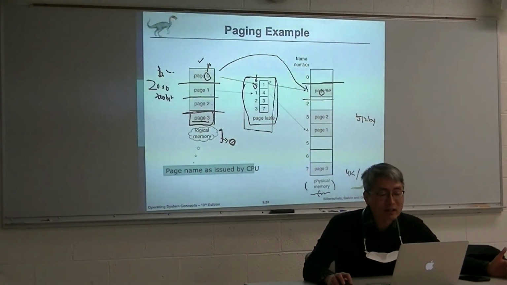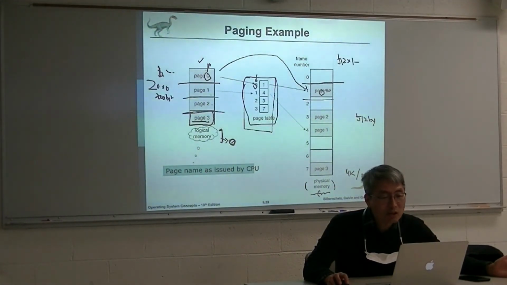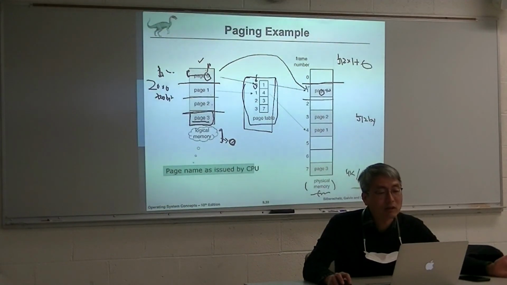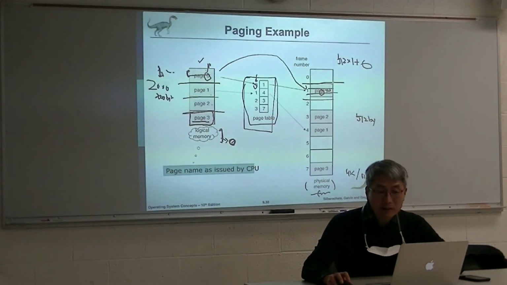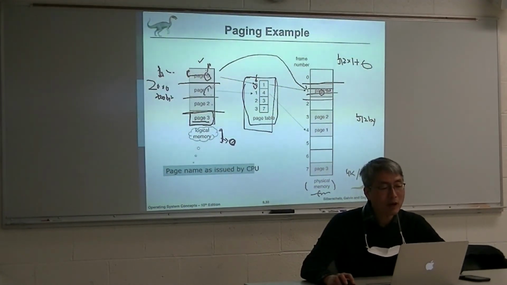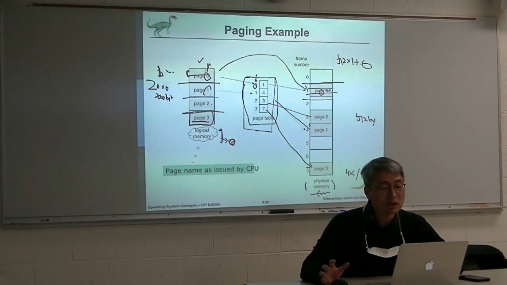So where's frame 1? You can multiply by the page size, frame 1 plus the offset. This is the program counter, the relative address. Then you can find the location of the instruction or data. Similarly, page 1 is mapped to frame 4, and page 2 is mapped to frame 3. Where's the 3? Oh yes, here. And the last page is mapped to frame 7.